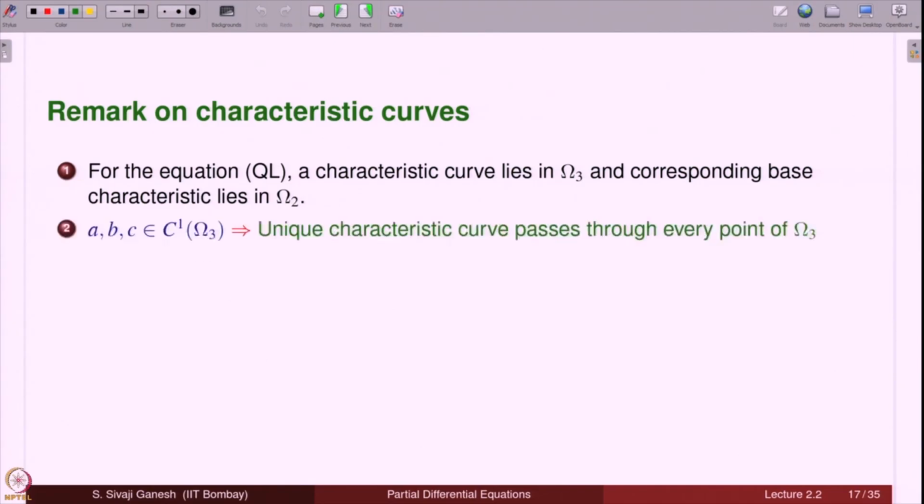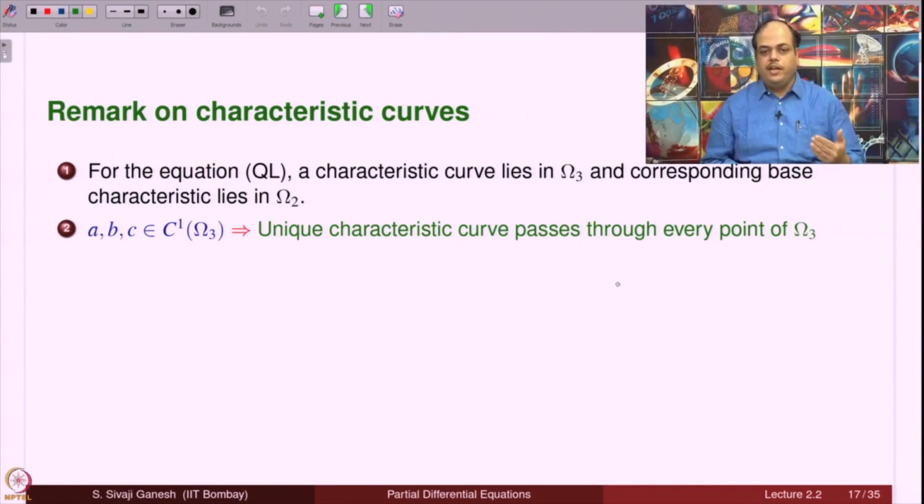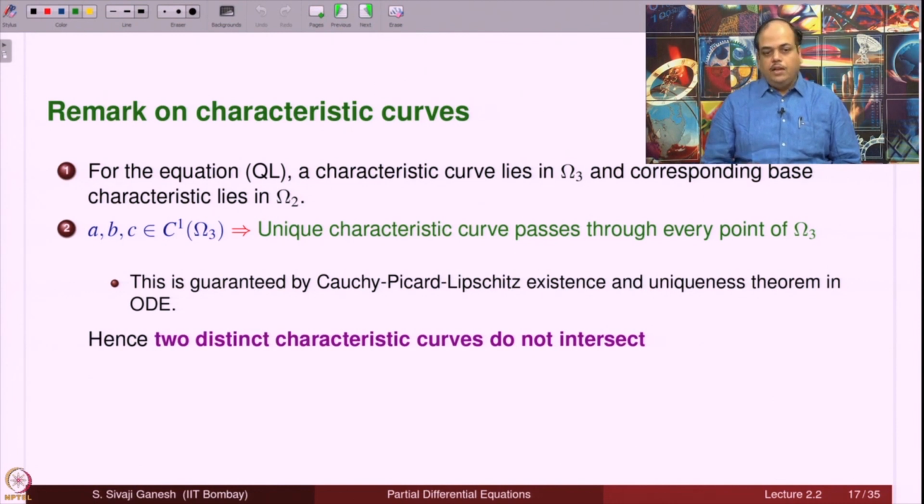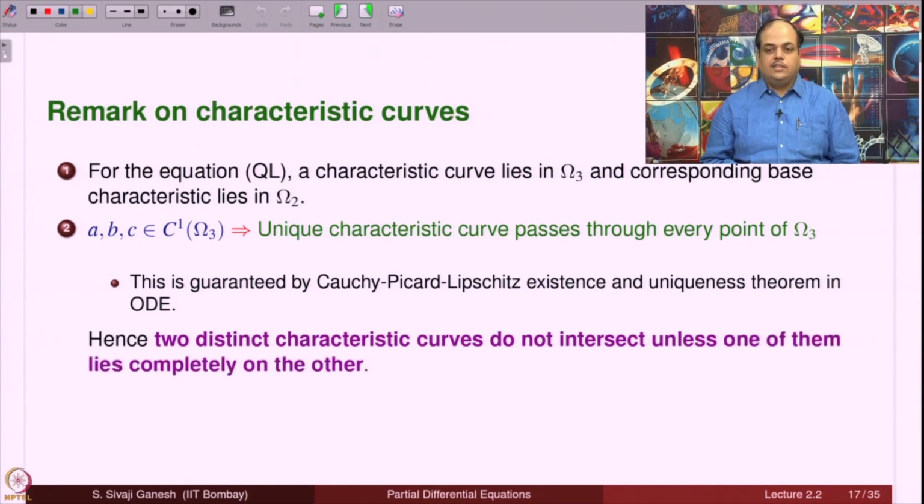Now, if A, B, C are C1 functions, then a unique characteristic curve passes through every point of omega 3. What is a characteristic curve? It is the image of the solution of dx by dt equal to A, dy by dt equal to B, dz by dt equal to C. This is guaranteed by the Cauchy-Picard-Lipschitz existence and uniqueness theorem in ODEs. Therefore, two distinct characteristic curves do not intersect, otherwise uniqueness will be violated if they intersect, unless one of them lies completely on the other. In other words, we may ask what do you mean by one lies on the other.